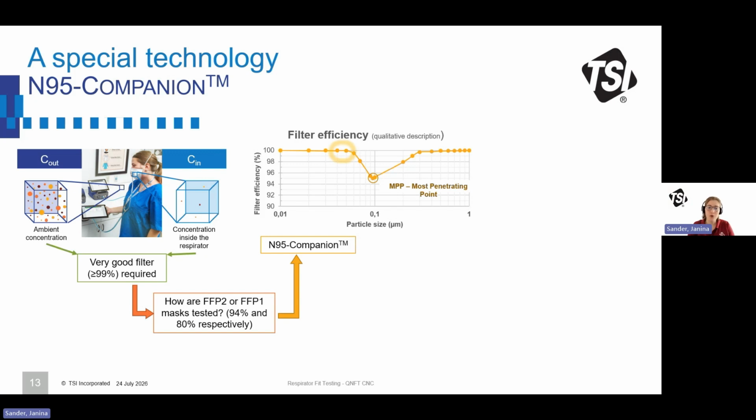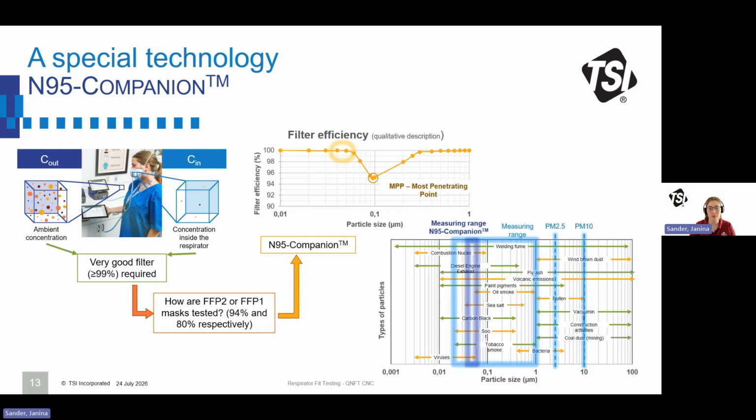So what we do for testing FFP2 or FFP1s, we are shortening the measuring range of the PortaCount to a smaller area to be able to avoid the MPP and be in the area where we know that all particles we measure inside are coming in through leakages.